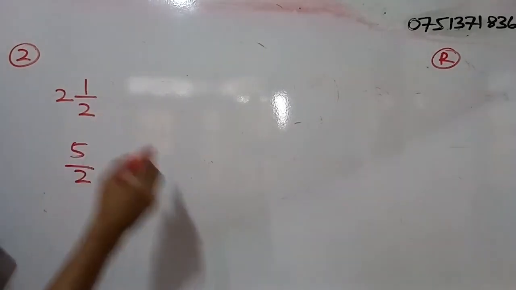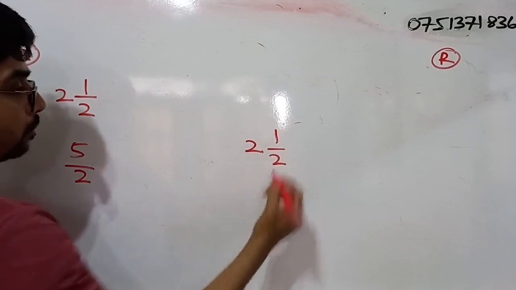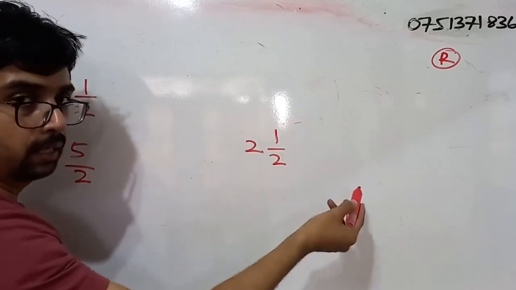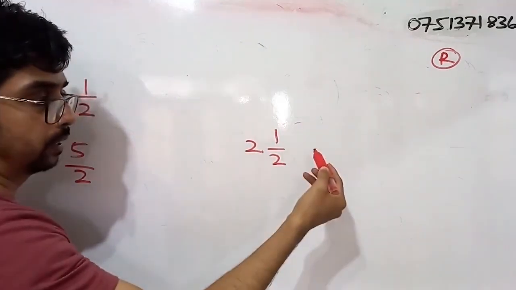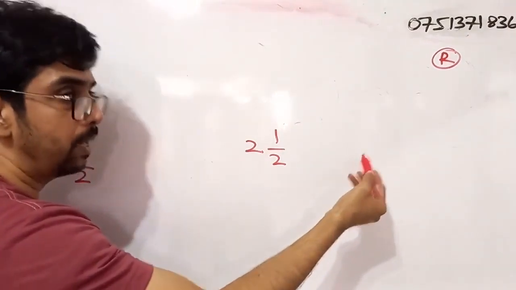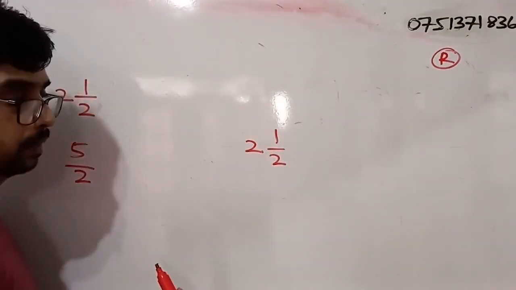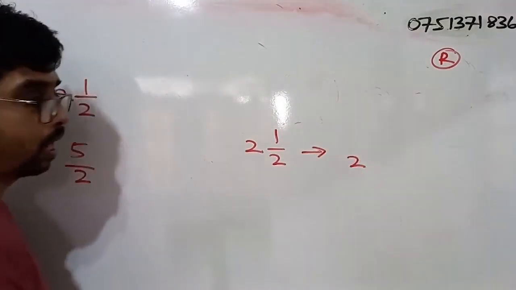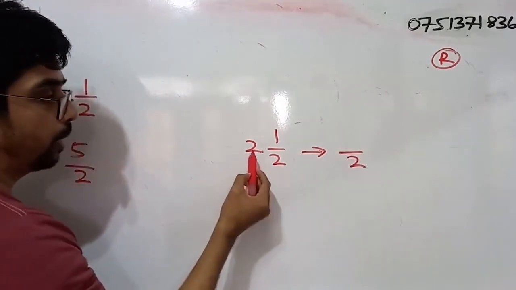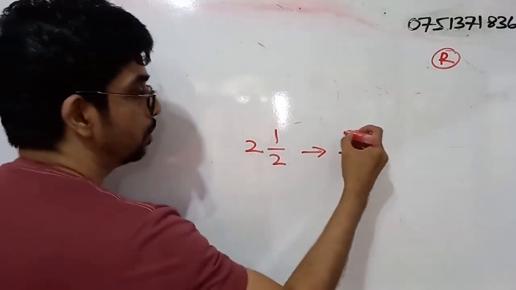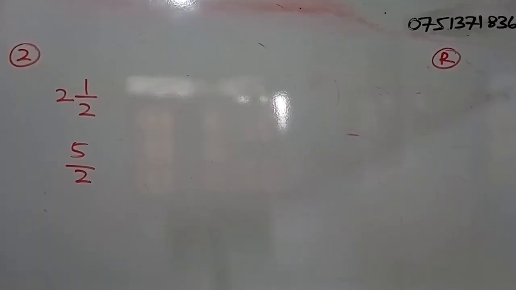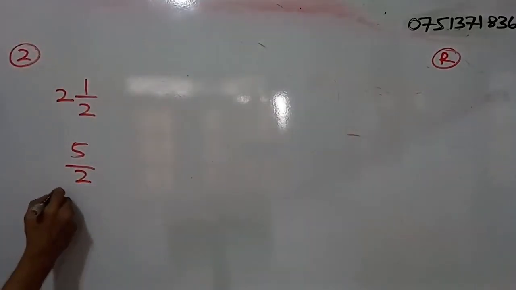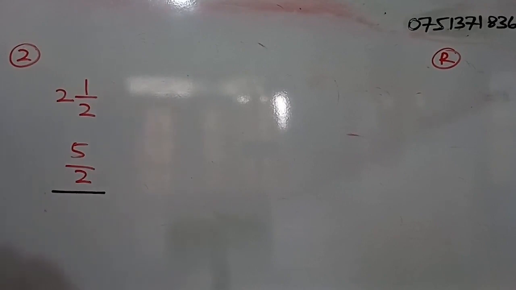Right. How do we get it? Take 2 and 1 by 2. So this is a mixed number. Every mixed number can be converted into what? An improper fraction. And also every improper fraction can be converted into a mixed number. Right? So here the denominator will be the same. How do we get the numerator? 2 times 2, that is 4, plus 1. So this becomes a 5.